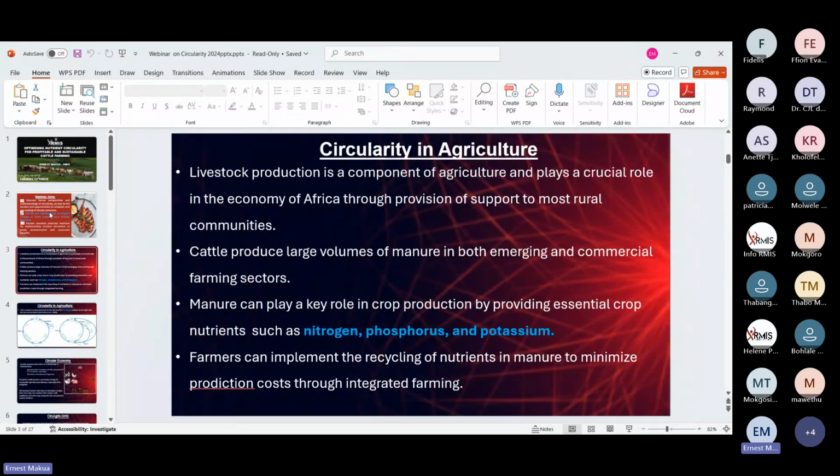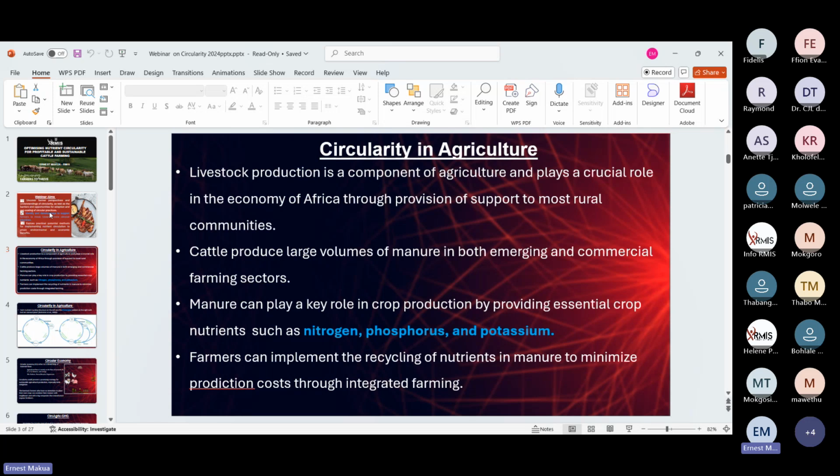Right. The question comes, and some of you may be asking yourselves, what actually is circularity in agriculture? Let's form the basis. Livestock production is a component of agriculture that plays a very crucial role in the economy of Africa, not only in South Africa, through provision of support to most communal communities. You know that in some communal areas, most people depend on 3, 4, 5, or at times 50 cattle to support their families.